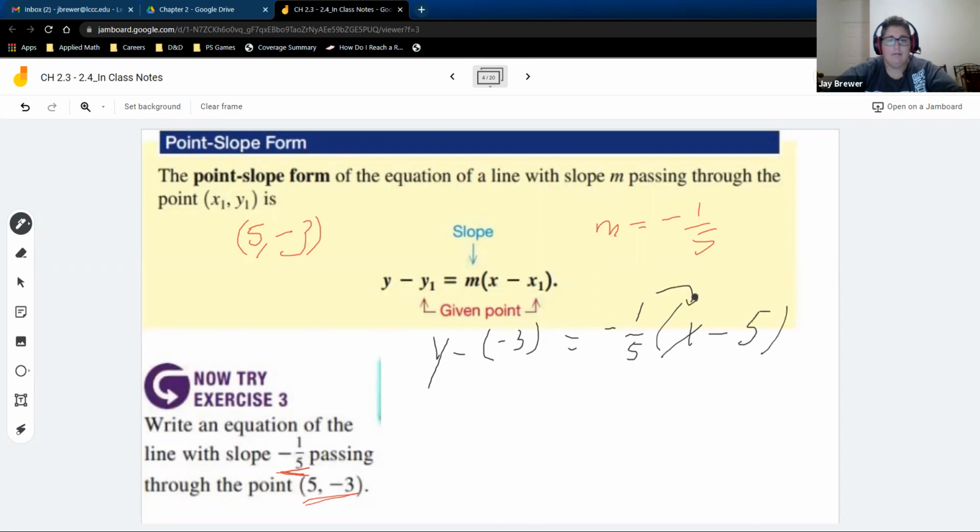We're going to distribute and simplify. So negative again is going to give us a plus 3. Negative 1/5 x. Negative 1/5 times negative 5. The 5s are going to cancel out, and you're going to have negative. So that's going to just give you a plus 1. And now we just have to subtract 3 on both sides. So your overall answer is y equals negative 1/5 x minus 2.